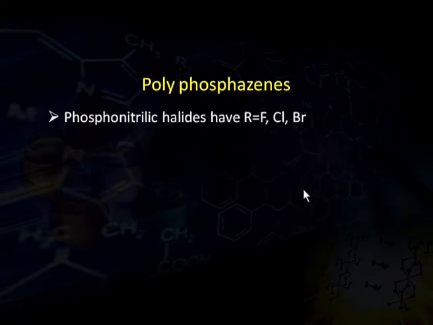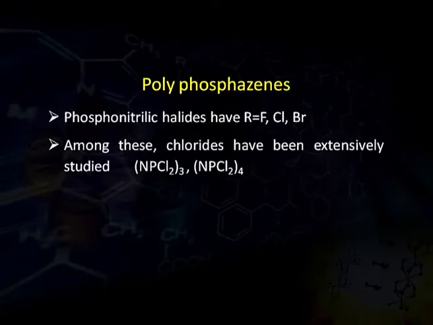Phosphonitrile halides are the ones containing halogen. In those, the R can be fluorine, chlorine or bromine. Among these, the chlorides have been extensively studied, that is when the R group is substituted by chlorine atoms, such types of phosphazenes have been most broadly studied, and among those the trimer and the tetramer, that is (NPCl2)3, this is a trimer, and (NPCl2)4, this is the tetramer. These two have been the most widely studied phosphonitrile halides.